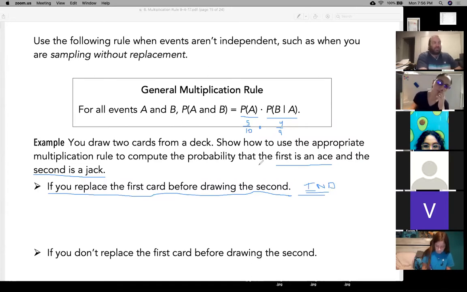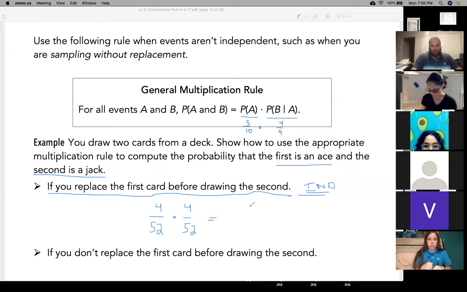So what is the probability that the first one is an ace? 4 out of 52, right? And how about the second one is a jack? Also 4 out of 52, and you get 1 over 169, which is a very small likelihood.